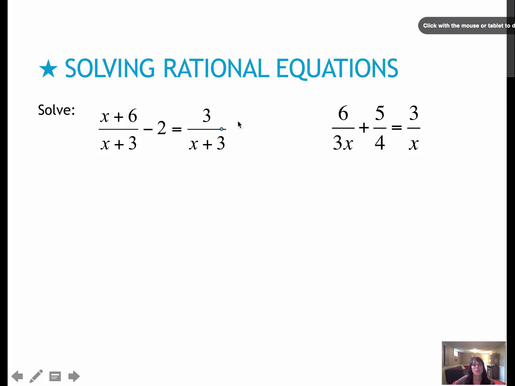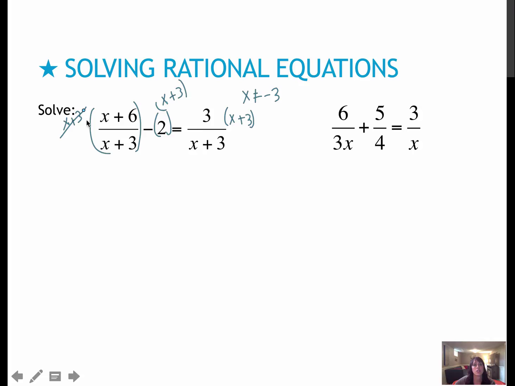For the first, I'm going to restrict my domain to x cannot be negative 3. I'm going to multiply everything times x plus 3. Again, feel free to write all of that out. And on the two fractions, the x plus 3's will cancel. For my first term, I have x plus 6. For my second, I have negative 2 times the quantity of x plus 3. And then I have 3, because the x plus 3 canceled.